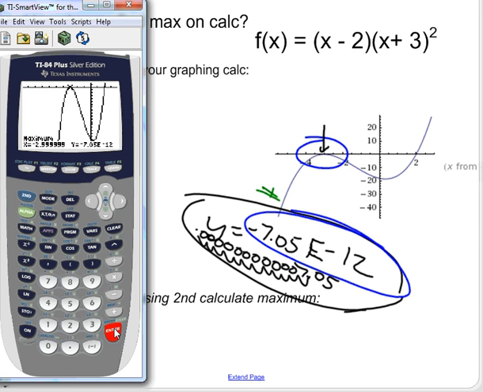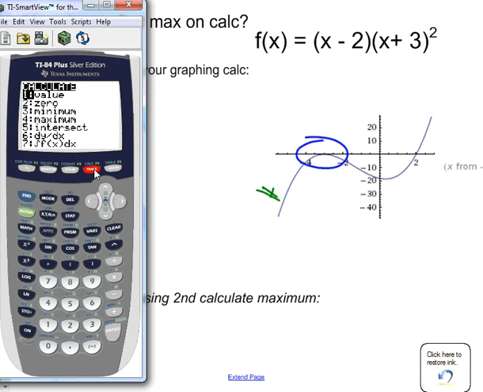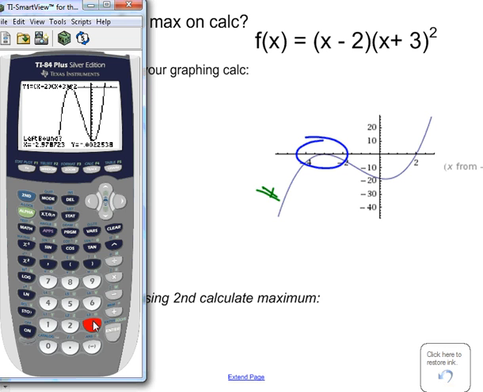I want you to try the other one and do the minimum. Find the minimum point for this part of the graph right here. It's the same exact process. Second, calculate minimum. So you're typing in this equation right here, and then graphing it, and then going second, calculate minimum. Calculate minimum is the 3. Now we got to go over to this, be just to the left of it. Uh-oh, a little farther than I wanted. There we go. Left of it, right of it, right on top of it.